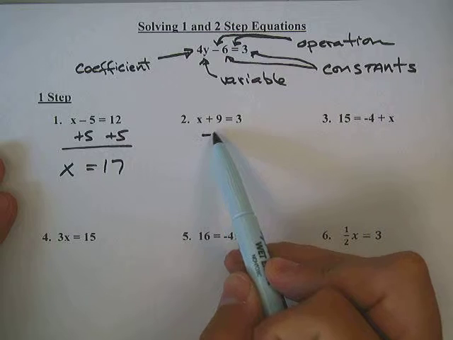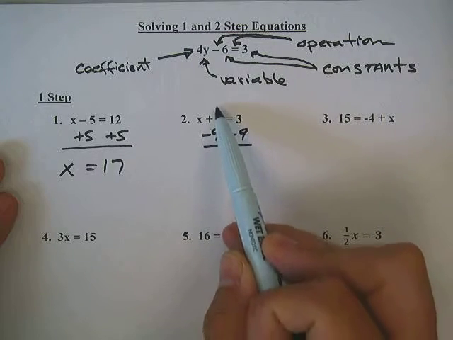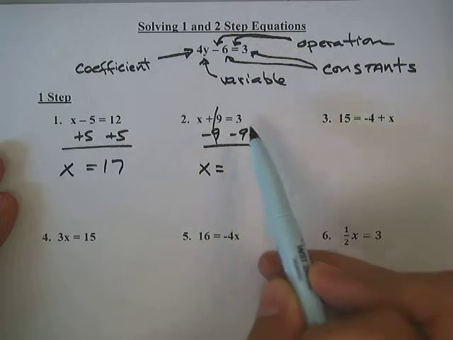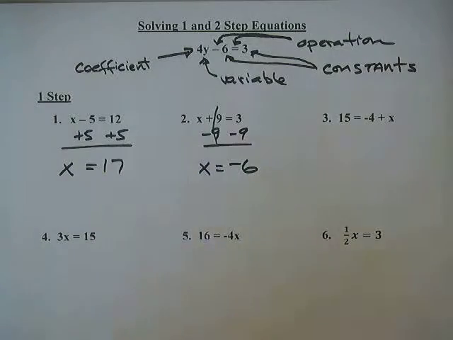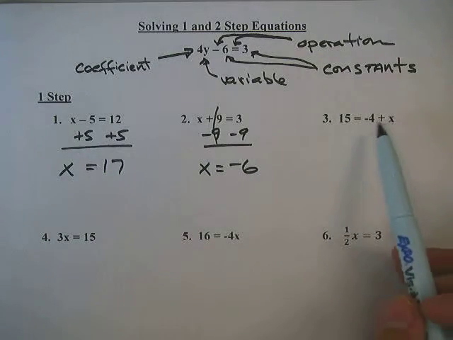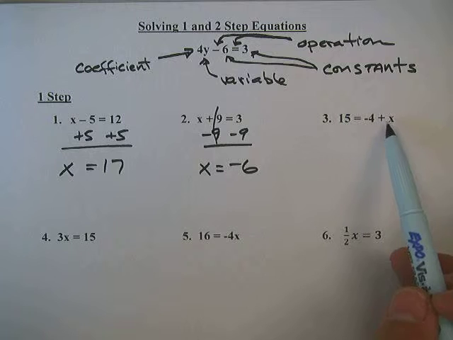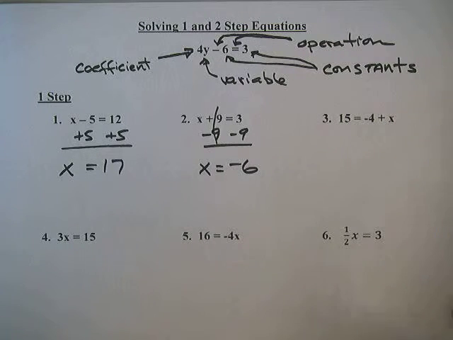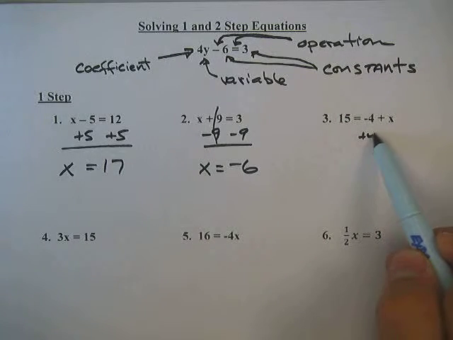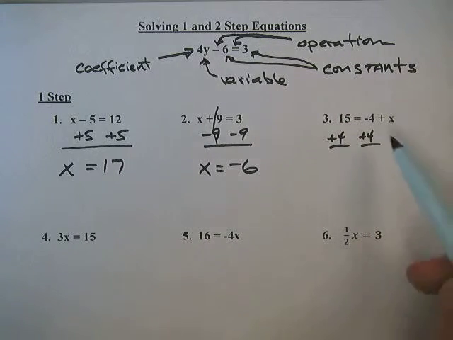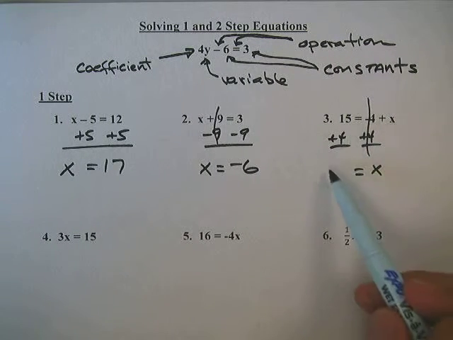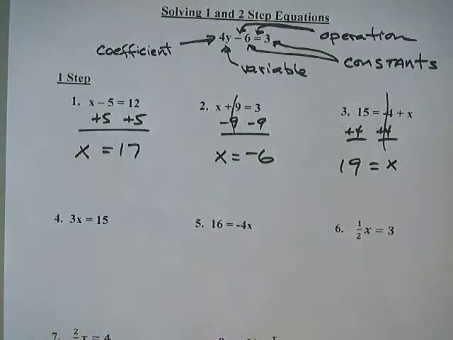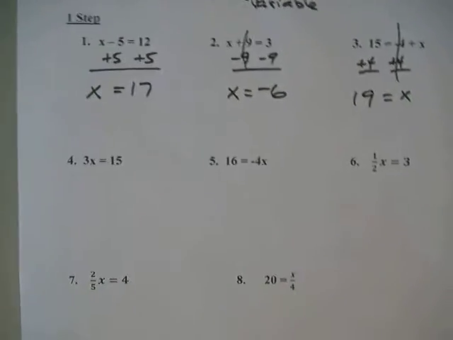All right, same thing over here with number 2. It says x plus 9, so I'm going to undo that by subtracting 9. Those cancel, and I get x equals 3 minus 9, which is negative 6. Now you have to be a little careful, because in number 13 it's been flipped around a little bit, and it says x and there's a plus sign. So I'm not going to subtract 4 here. I'm actually going to add 4, because negative 4 plus 4 cancel to become 0. 15 plus 4 is 19.